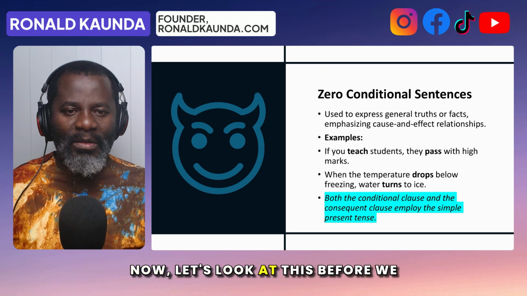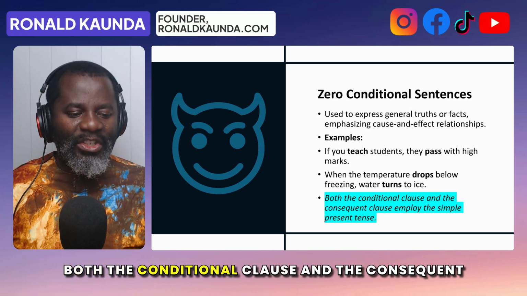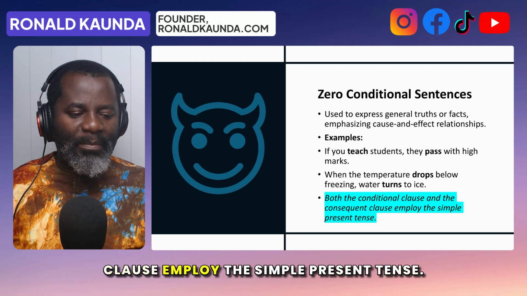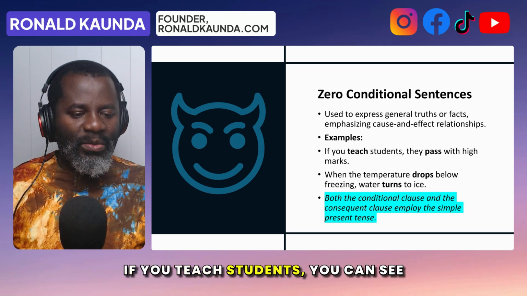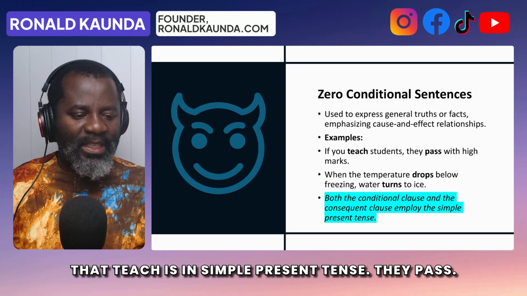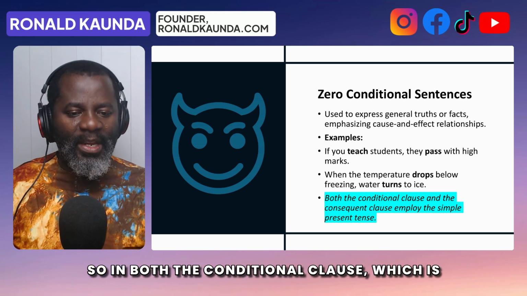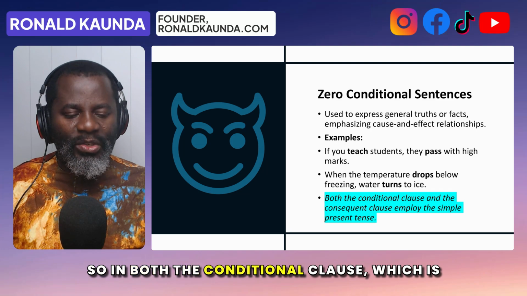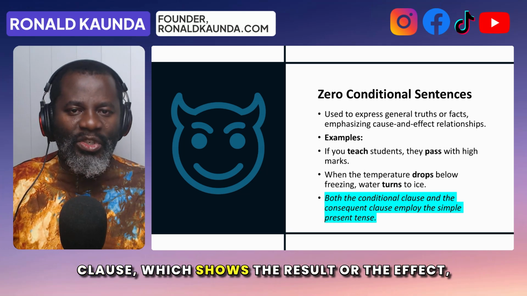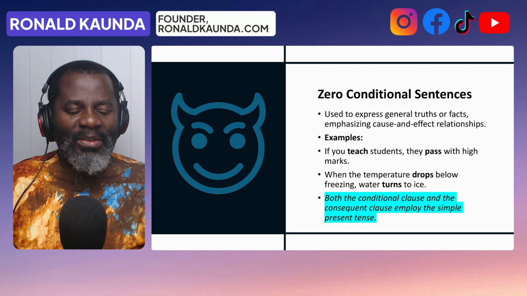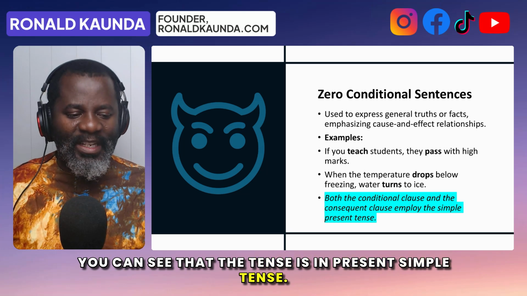Now, let's look at this before we leave this section. Both the conditional clause and the consequent clause employ the simple present tense. So if you look at the sentence, if you teach students, you can see that teach is in simple present tense. They pass, and pass is also simple present tense. So in both the conditional clause, which is introduced by the word if, and the consequent clause, which shows the result or the effect, you can see that the tense is present simple tense.